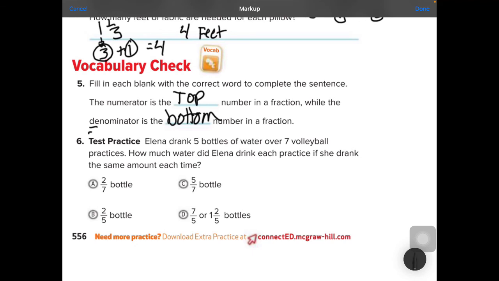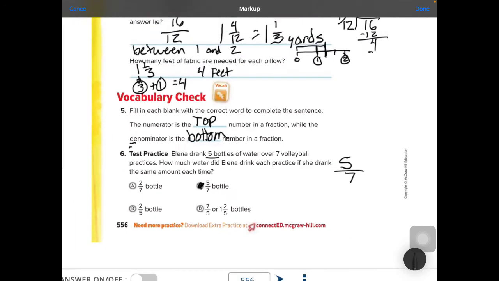Test practice. Elena drank 5 bottles of water over 7 volleyball practices. How much water did Elena drink each practice if she drank the same amount? She really should have drank 1 bottle per practice to be safe, but of course this is going to make it a little bit difficult. We can figure it out. So 7 is our total number of practices, and 5 is what she drank. So we simply need to say 5/7 of a bottle, and that's all they're asking.